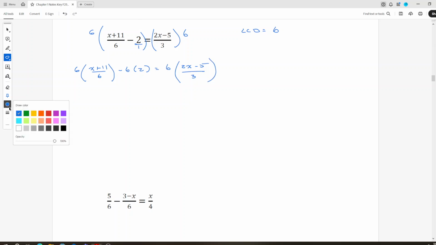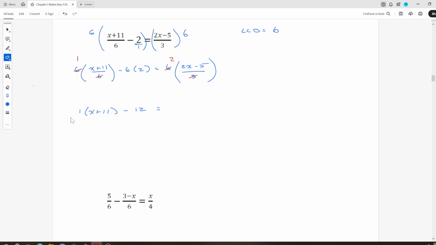Why do I do this? I do this because the denominators are going to divide into them. I chose this number so that 6 divided by 6 is 1. This one doesn't have a denominator to divide. This one is 6 divided by 3 is 2. What am I left with? I'm left with 1 times x plus 11 minus 6 times 2 is 12.